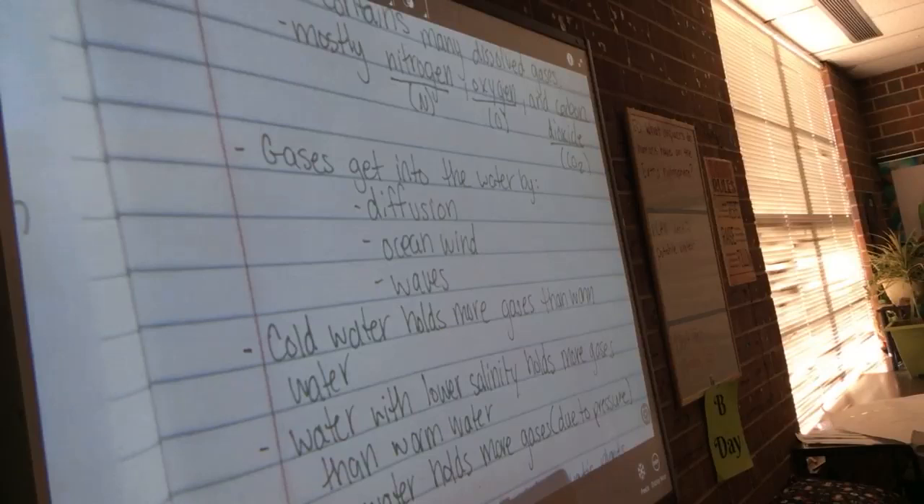Water that has a lower salinity also tends to hold gases better. So the less salt content in the water, the more gases there usually are. And then with oceans, we need to talk about the pressure. We're going to be talking more about that when we talk about the different zones of the ocean. The deeper the water is, the more gases are held in because the pressure helps hold it.